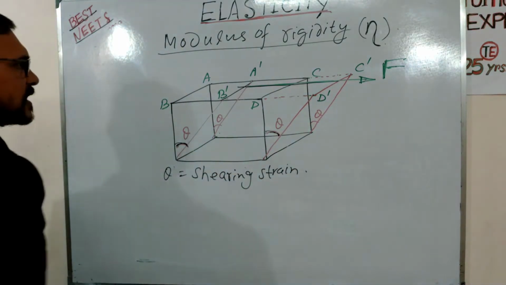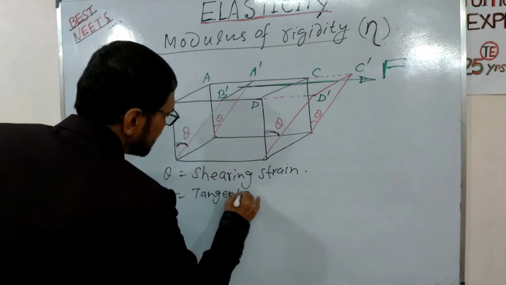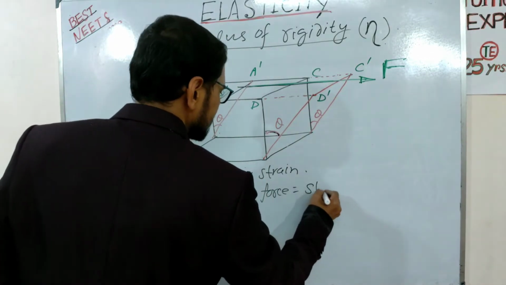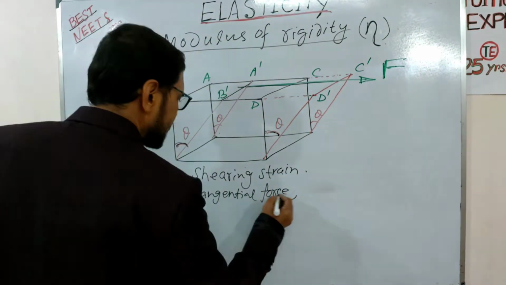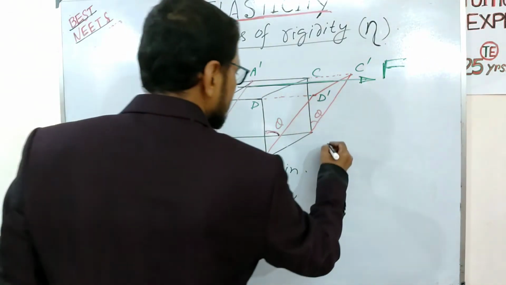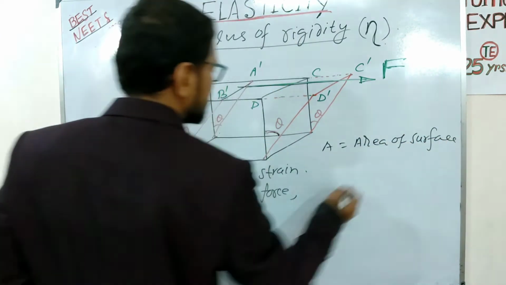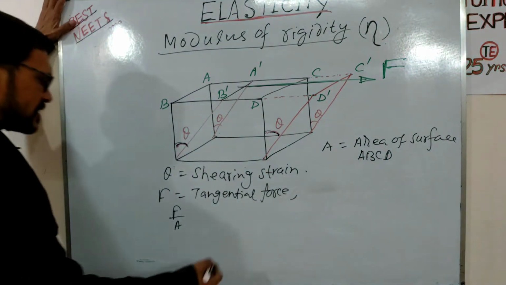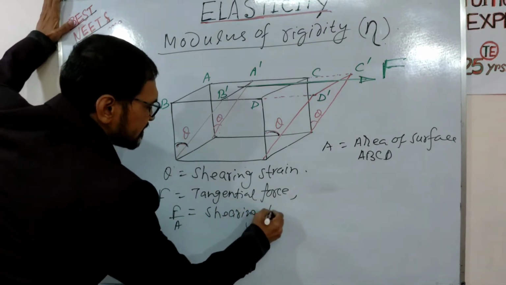Theta is called shearing strain, and the tangential force applied, F by A, force by area, is called shearing stress. What is the area? A equal to the area of the surface ABCD. Now F by A is called shearing stress.